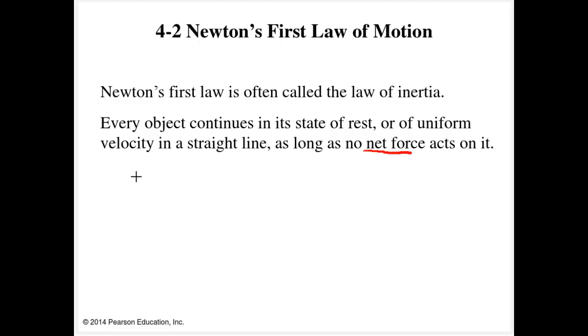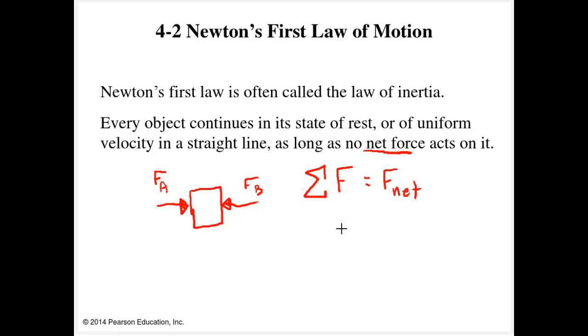One word I want to talk about is net force. If you consider somebody giving a box a push with a force over here, and someone applying a force over here, call this force B and this one force A, then the net force, or the sum of forces, which you can also write as F net, is going to be equal to force A plus force B. That's going to be the net force on this object. And since they're in opposite directions, it could be that they cancel each other out.